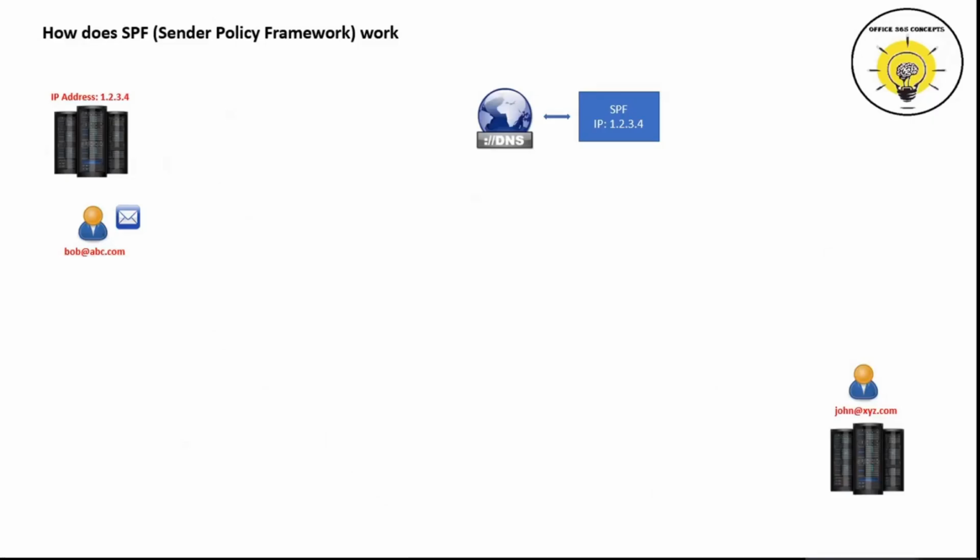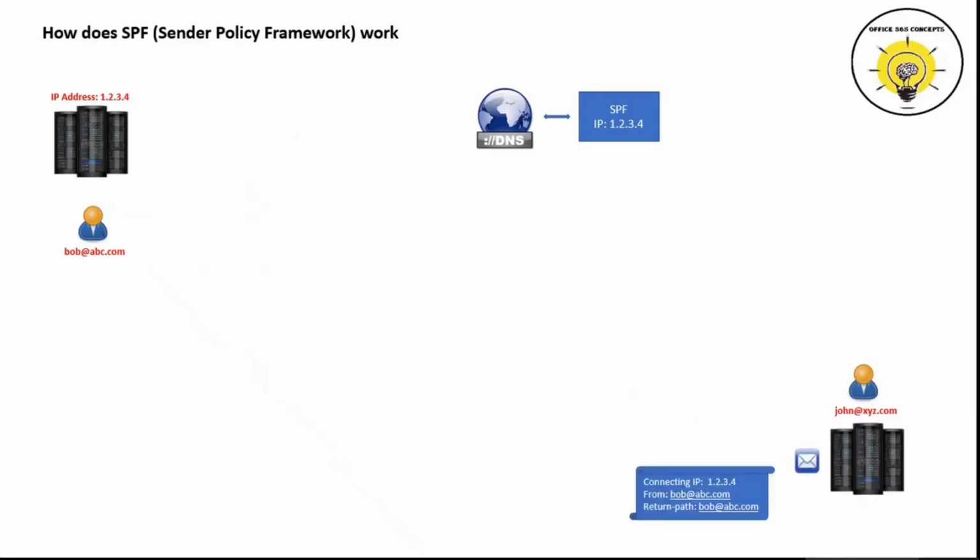And when this email is sent, it will be processed by one of the email servers of abc.com. And during that process, a few attributes will be added within the email header. For example, connecting IP, which will be the IP address of the email server of abc.com. And the return path will be bob at abc.com.